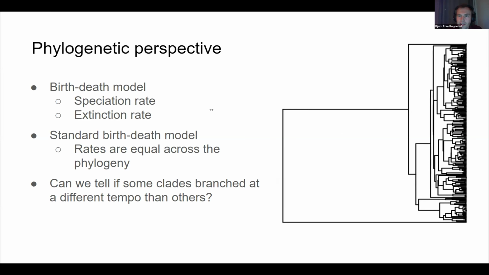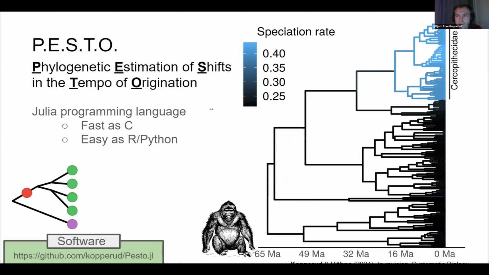The standard birth-death model makes the assumption that the rates are equal across the entire phylogeny. And so one of our questions is: is it possible to extend this model? And is it possible to tell if some clades branch at a different tempo than others? And it turns out that yes, it is possible.